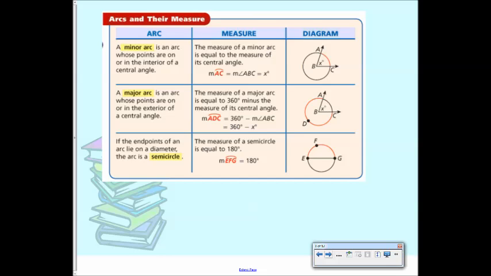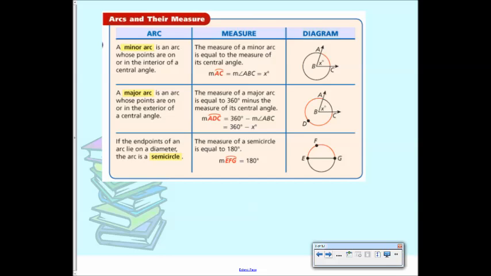So the minor arc goes from the central angle onto the circle, and that's that one. Why do you think they call it minor? Smaller. And then the major arc is essentially whatever's left over. And to find the major arc, you just subtract the minor arc, or the central angle, from 360, because it's just whatever's left over.